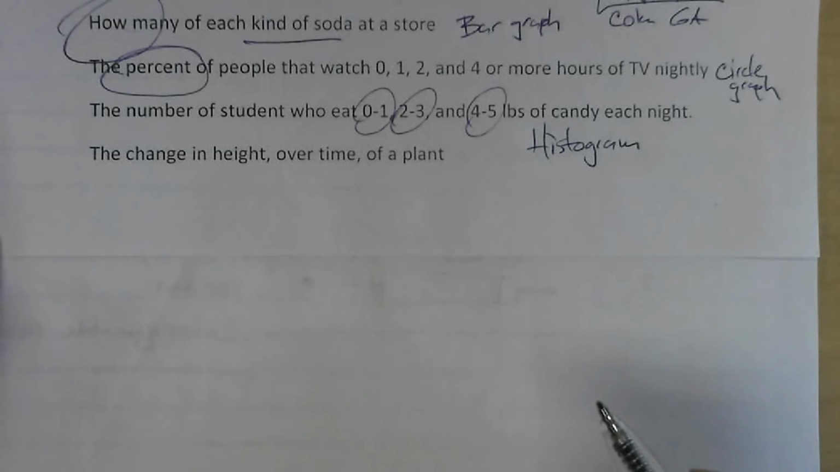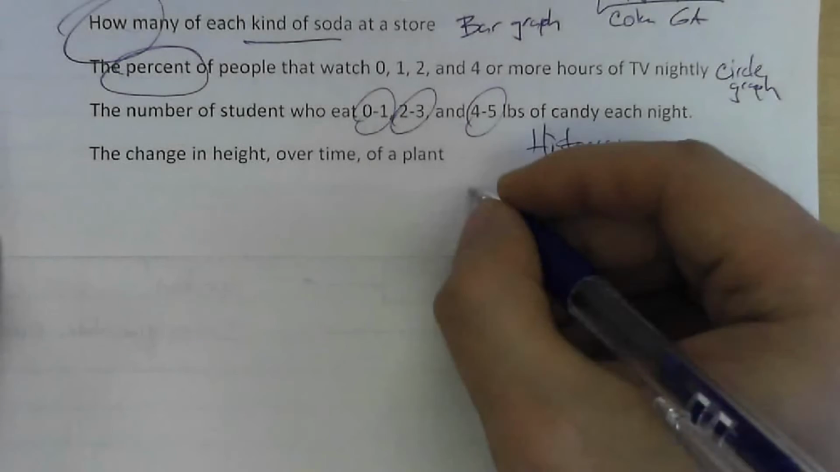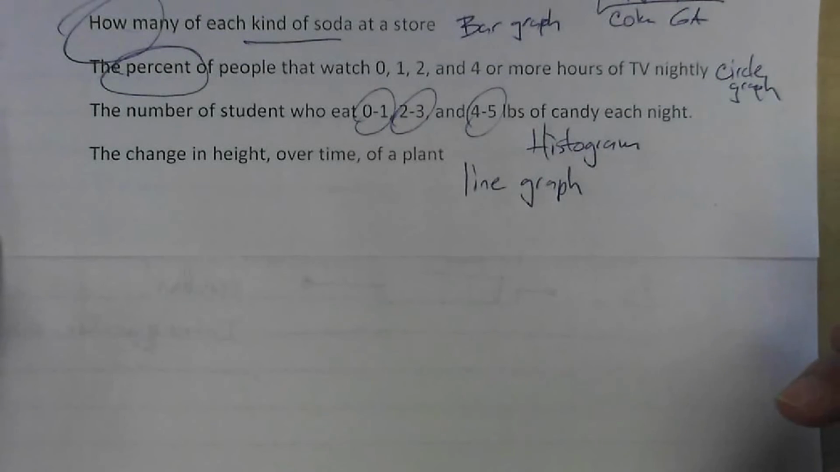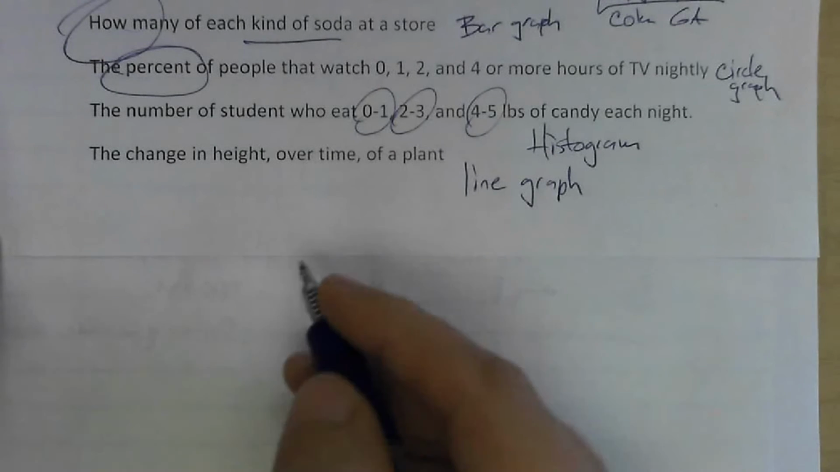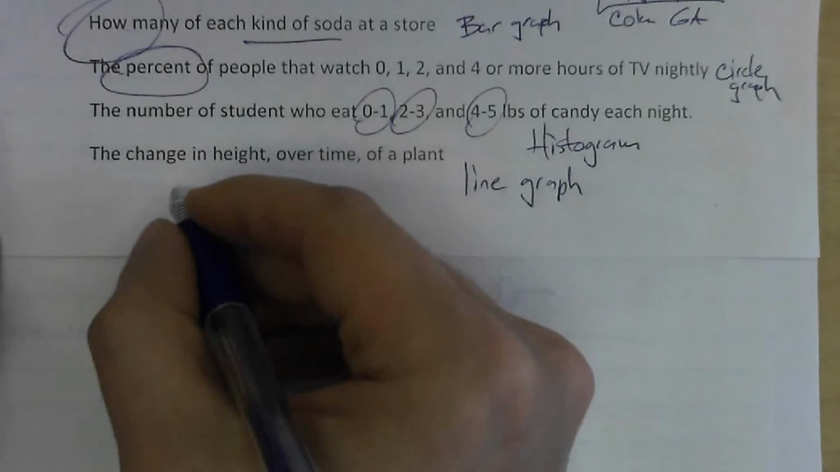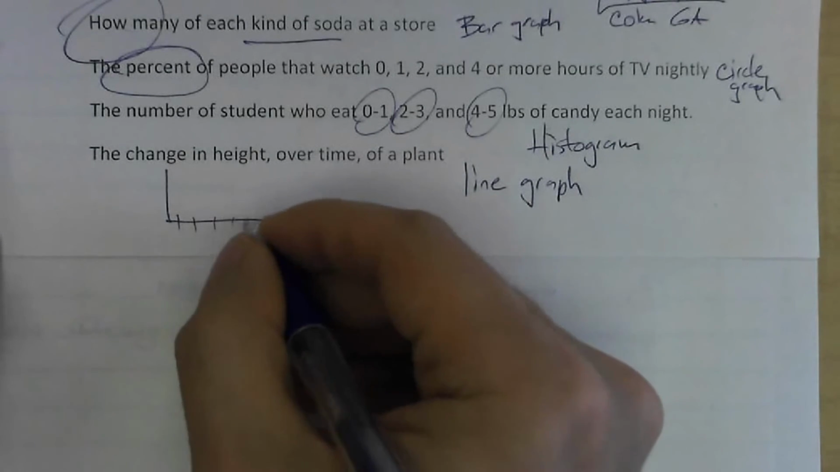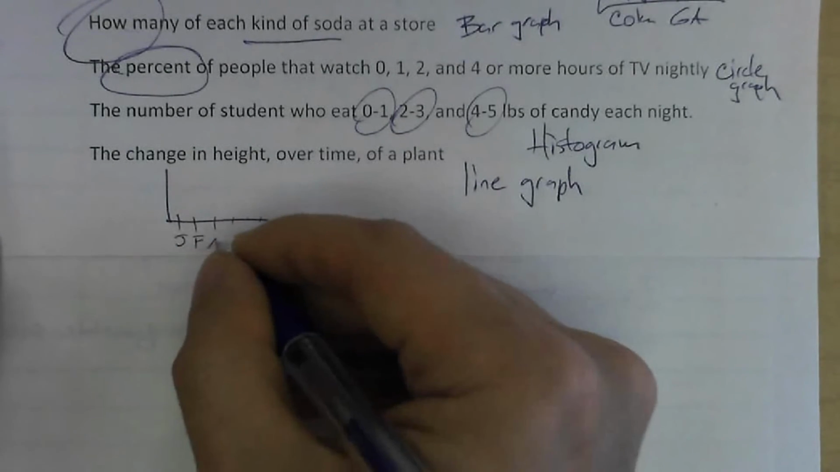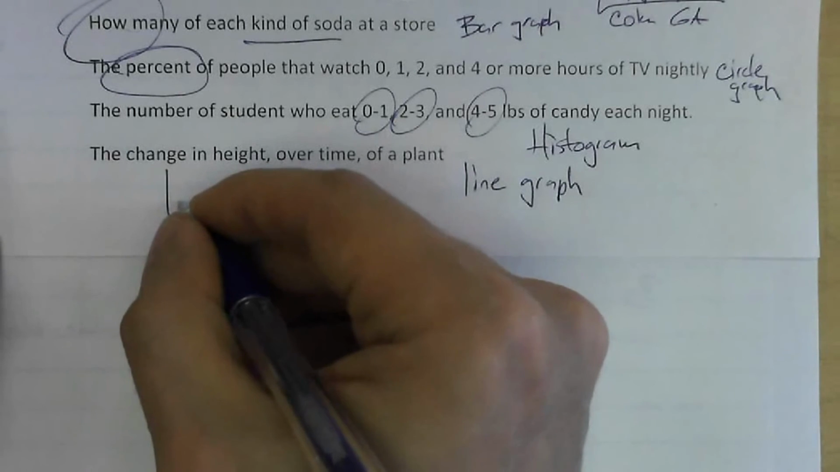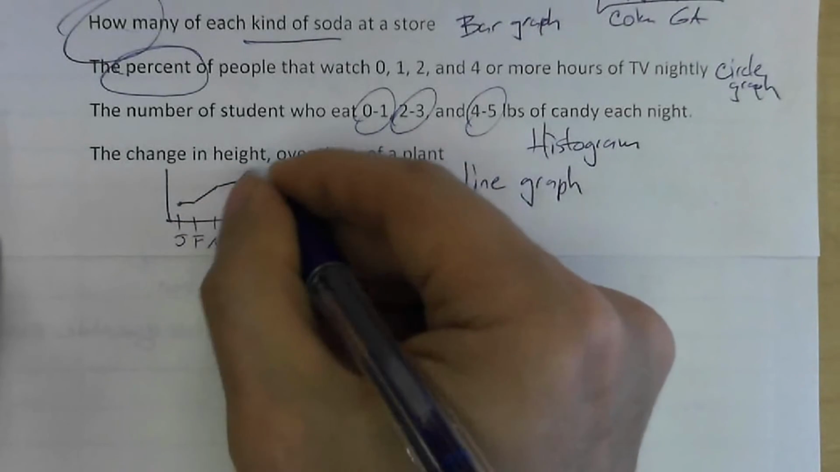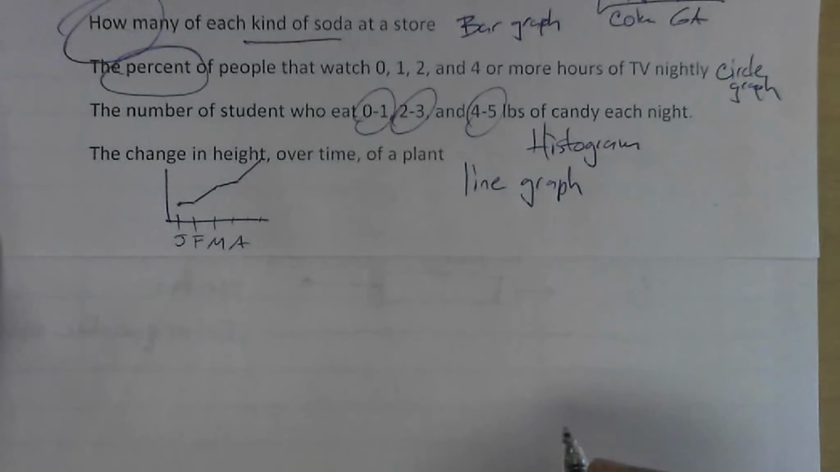Okay, if you said line plot, you are absolutely right. Line graph. Whoopsie. Line graph, boys and girls. Line graph shows the change over a period of time. So, for example, plant height, let's say you had the months here, January, February, March, April, and so forth. And the plant started out as a seed, didn't grow much, then grew a lot, then grew only a little, then grew way up, something like that.